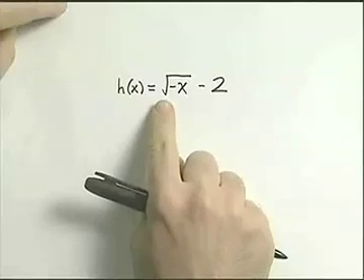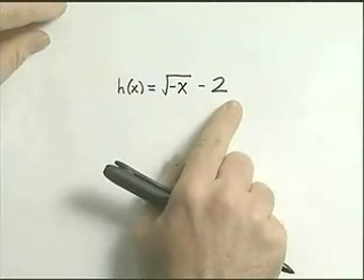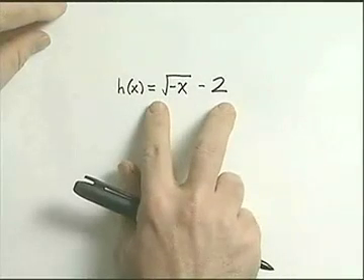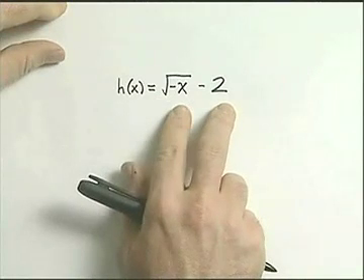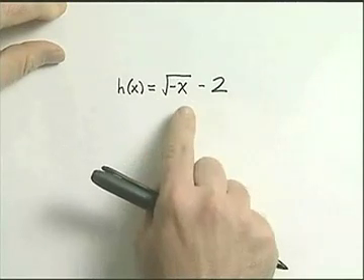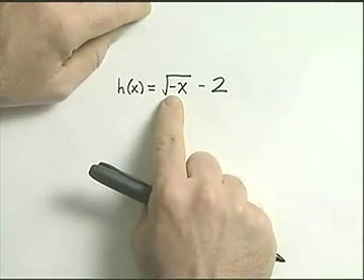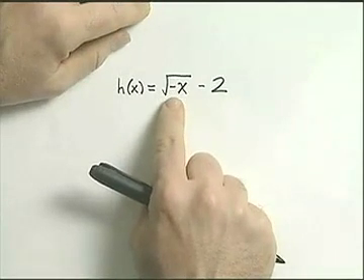We're now going to graph the function h of x equals the square root of negative x minus 2. For starters, you should recognize that the basic function we're graphing is y equals the square root of x. What role is this negative going to play on the graph?